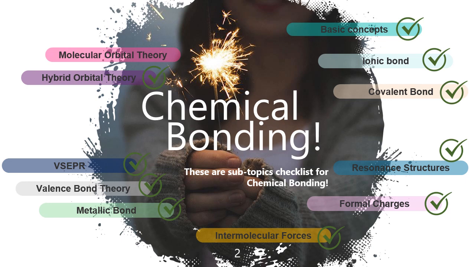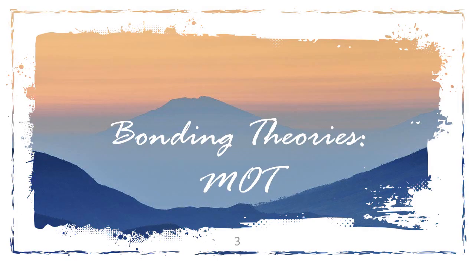In the previous videos, we have learned a lot about hybrid orbital theory. There are 4 videos about hybrid orbital theory, and by now I hope you guys already master it. The last theory in the theory of chemical bonding is MOT, or molecular orbital theory.